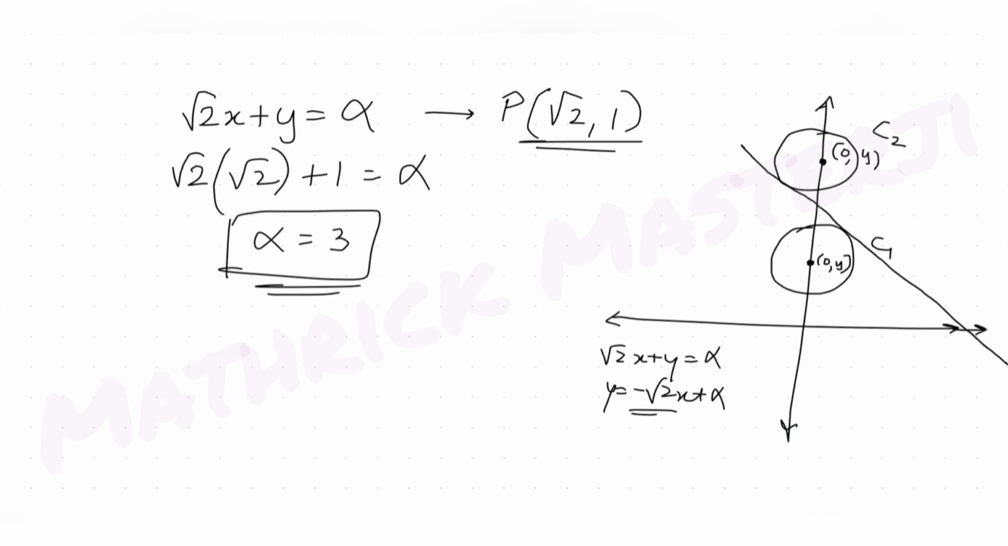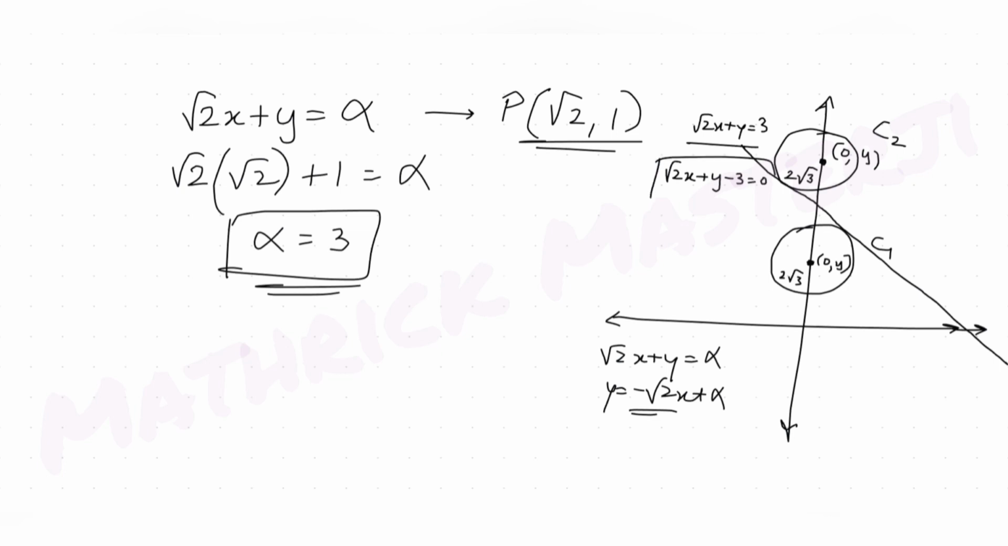So we have to find the y-coordinates of the centers, and we have been given here that the radius for both of the circles is equal, and that's basically 2 root 3. And this line equation is given to us: root 2 x plus y equals alpha. Alpha in this case we figured out is 3. So we know this now. Let's further try to solve the question. So I can write the equation of the line as root 2 x plus y minus 3 equals 0.